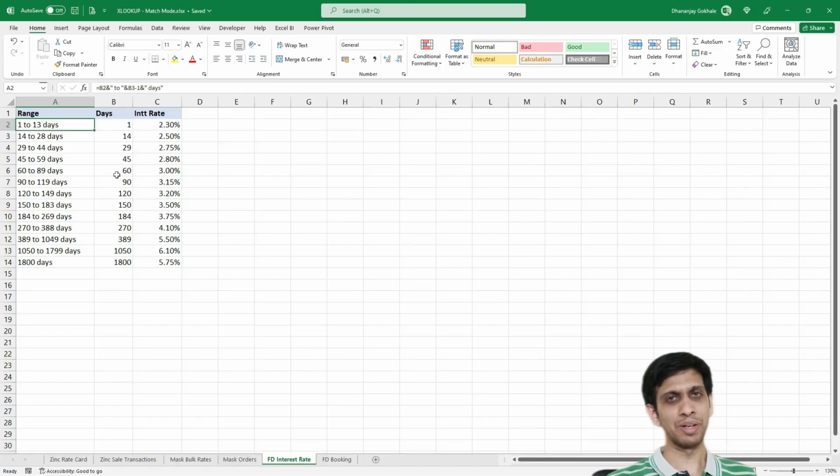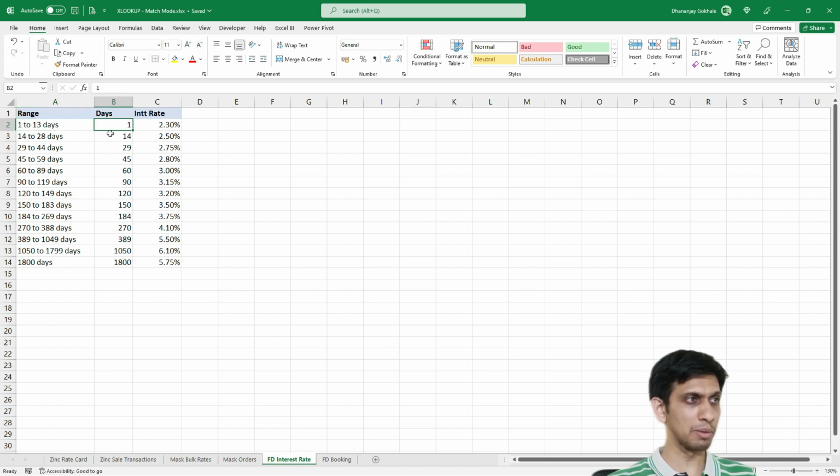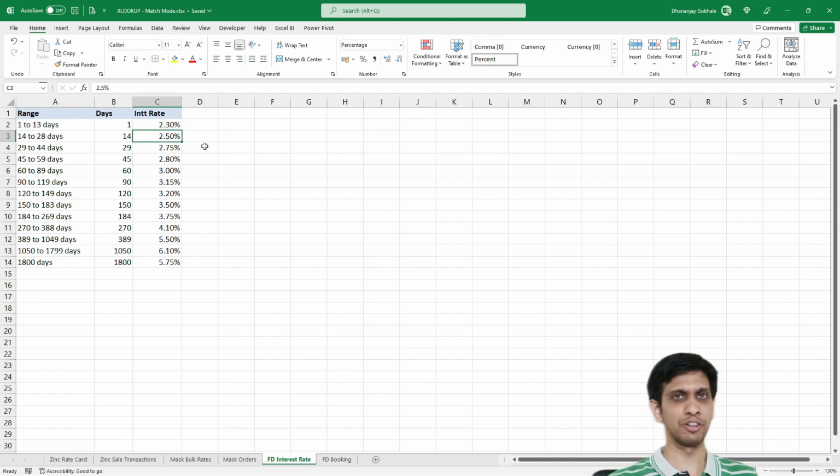This is a very common example. I have an FD product rate card. If I book an FD for 1 day or above, until 13 days, the rate is 2.3%. If I book an FD for 14 days or more, until 28 days, the rate would be 2.5%.